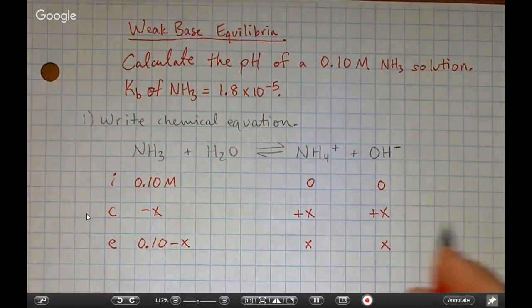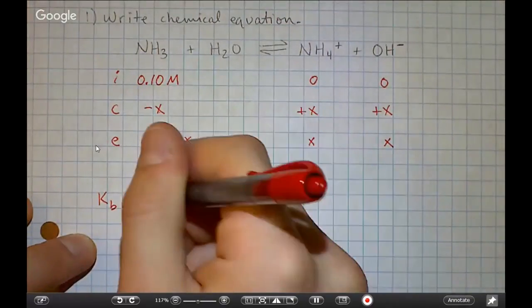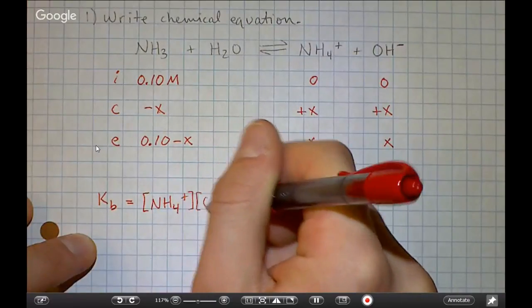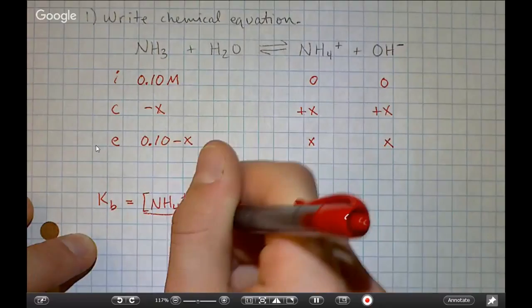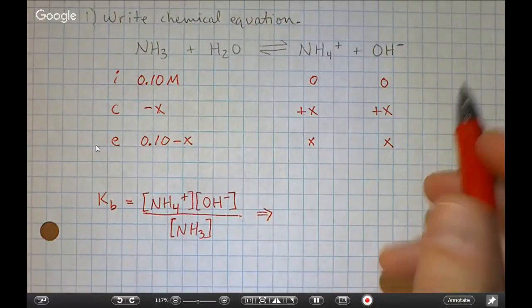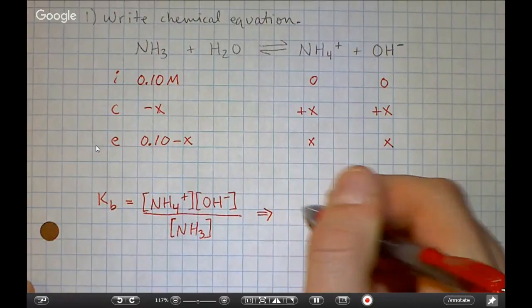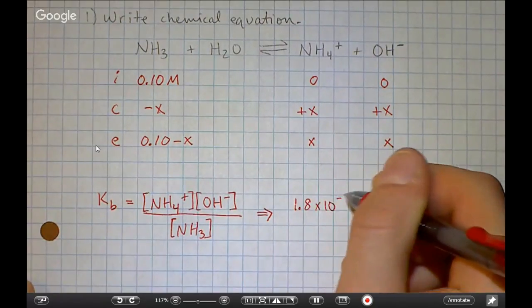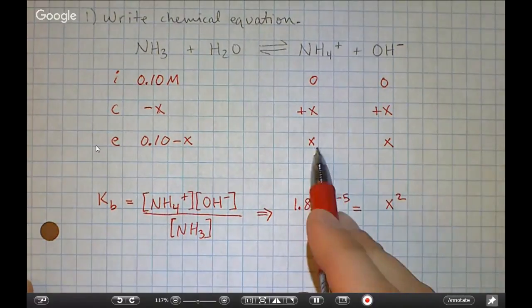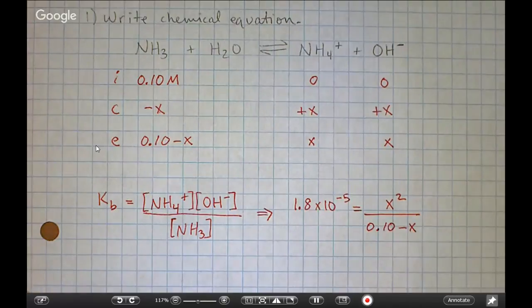Okay, so let's set up our KB. KB for this equation is the concentration of ammonium times the concentration of hydroxide divided by the concentration of ammonia. And if we plug in the values that we know, we have KB of 1.8 times 10 to the minus 5. That's equal to effectively X squared, because it's X times X, divided by 0.10 minus X.